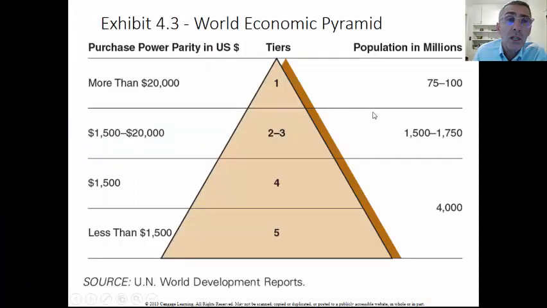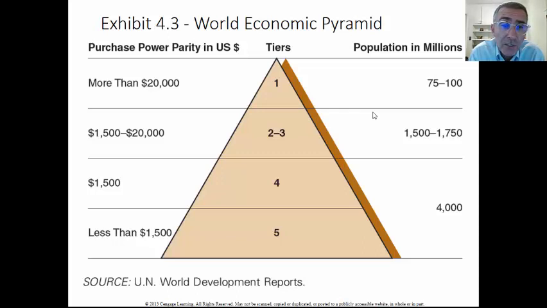Moving along, this is a sobering chart right there. This is on page 97 of your book. So we're looking at PPP in the U.S., and we're looking at the population of the world. In this case, you have tier 1, tier 2 to 3, tier 4, tier 5, and it's showing you how much of the world's population makes that kind of money. So 75 million to 100 million people on the planet make that much, which is ridiculous, right? And then when you look at tiers 2 to 3, it's 1.5 billion to 1.7 billion people. But here's the real sobering one.